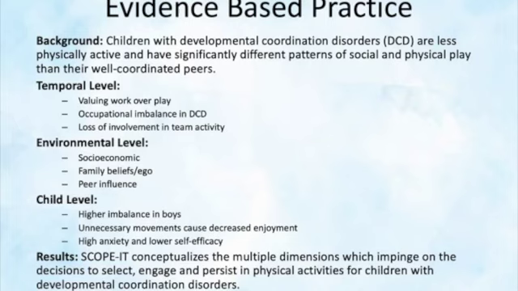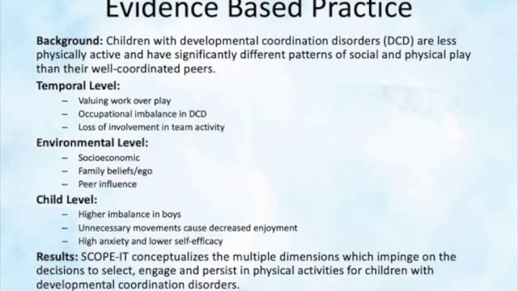So the first one talks about children with developmental coordination disorders and how they're less physically active and have significantly different patterns of social and physical play than their well-coordinated peers. So it broke down how the SCOPE-IT does it on the temporal, environmental, and then child level.